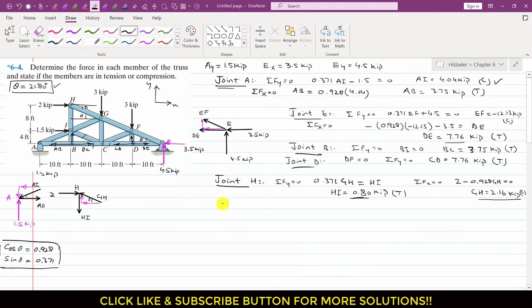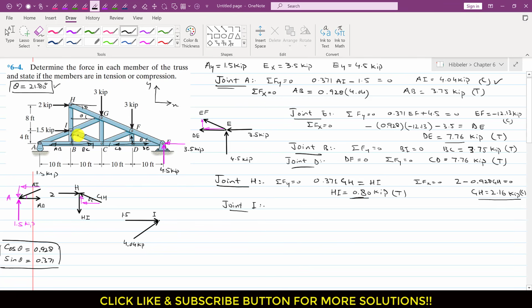Next we will consider joint I for equilibrium, right? So let me write that joint I. So this is joint I, so let me draw the free body diagram for this joint I. Here we have that 1.5 kip external force which is acting in the positive x direction. This is 1.5 kip, and similarly this AI force is known. AI force is compressive force, so it will compress this I joint as well. So I will draw this as AI force. This is that AI force, and its magnitude is now known, which is 4.04 kips, right?